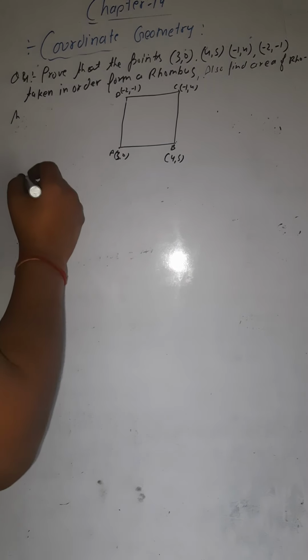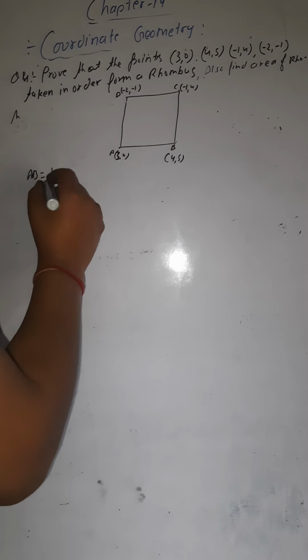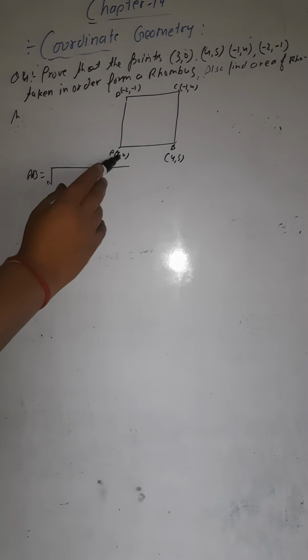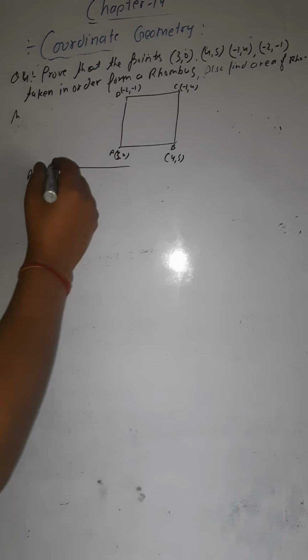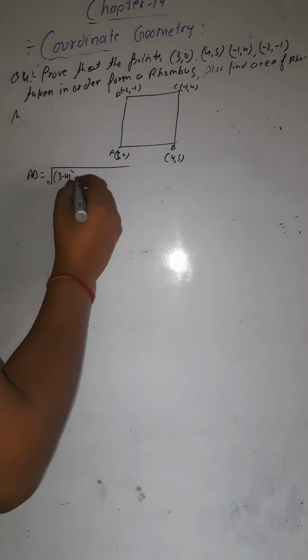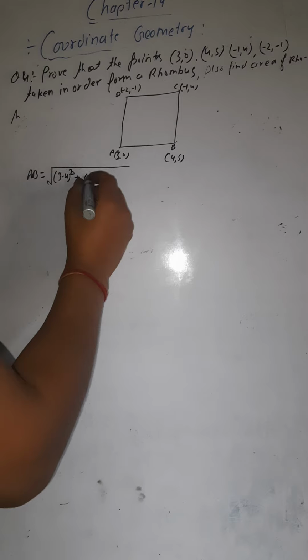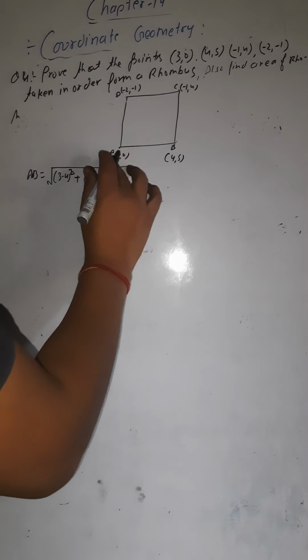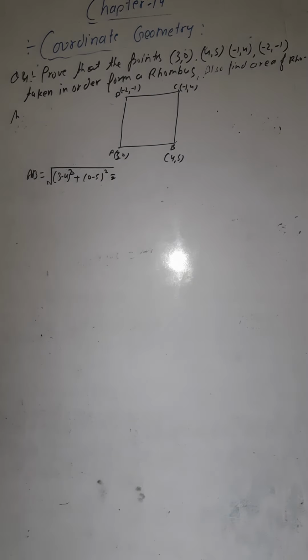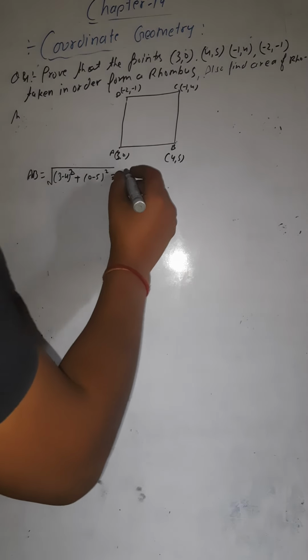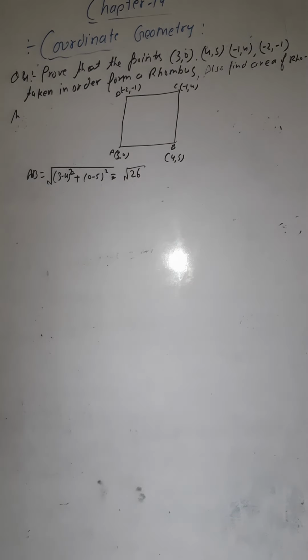Okay. So first, let's find out AB. AB would be how much? 3 minus 4 whole square, 0 minus 5 whole square. You can do it on your own. Okay. So now 3 minus 4 is minus 1, square of minus 1 is 1, and 0 minus 5 is minus 5, square of minus 5 is 25, 25 plus 1, 26. So it would be how much? Under root 26. So this is AB.